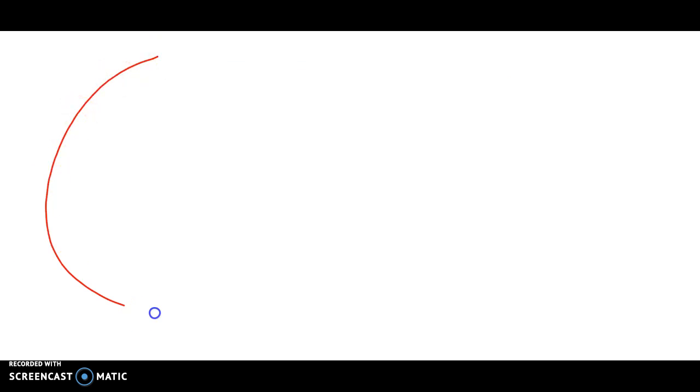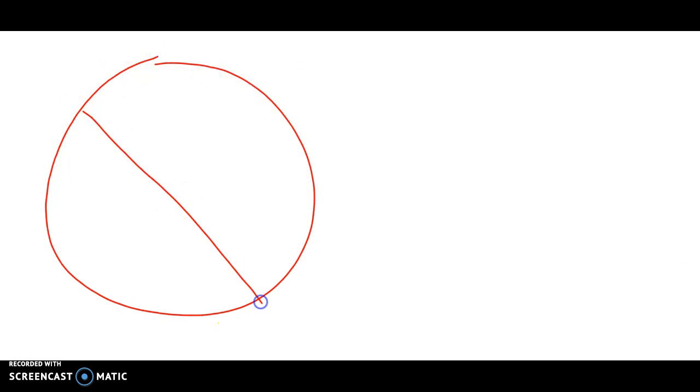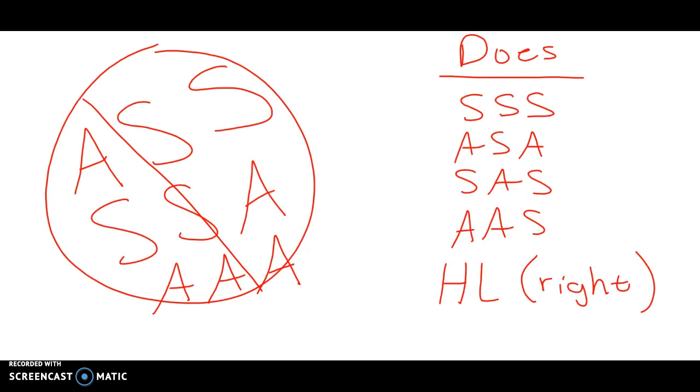So now we're going to go over what does work and what does not work. So what was the very first one we learned? So these are the ones that do work and these are the ones that do not work. And we'll figure out more why this is the case next class.